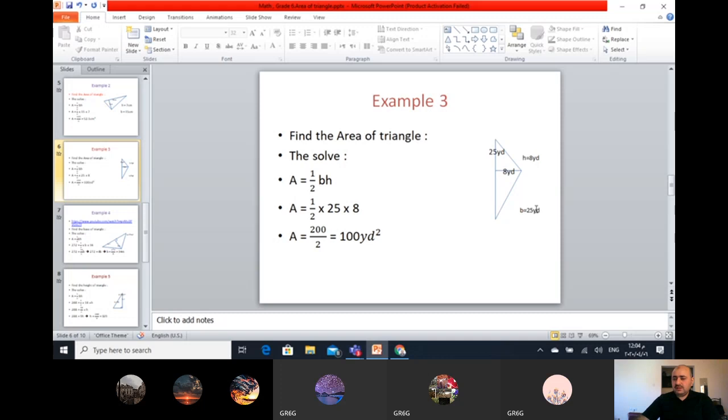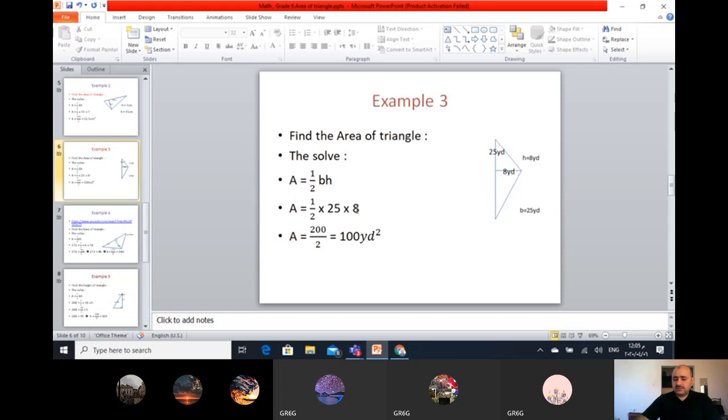How to solve? The first step, write the formula of the area of a triangle. A equals 1/2 times B times H. A means area, B means base, H means height. Now I want to solve the area. So A equals 1/2 times the value of the base, which will be 25, and the value of the height, 8.